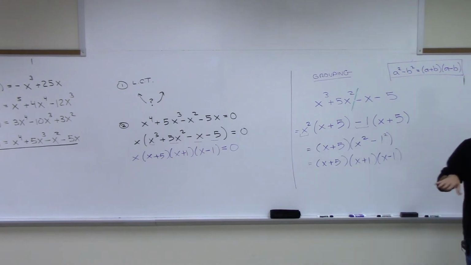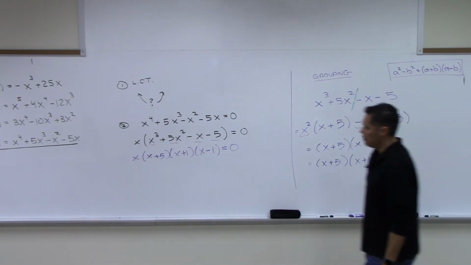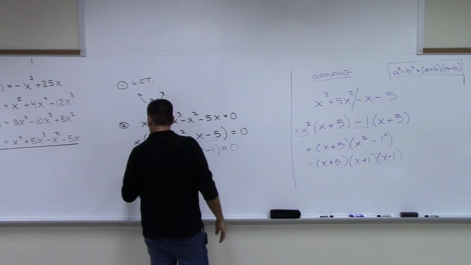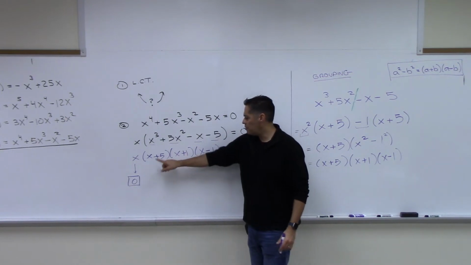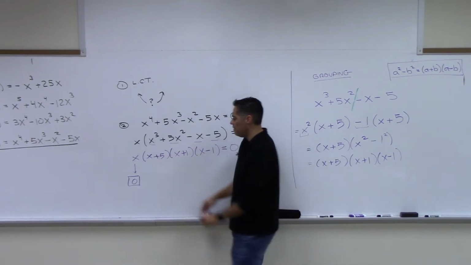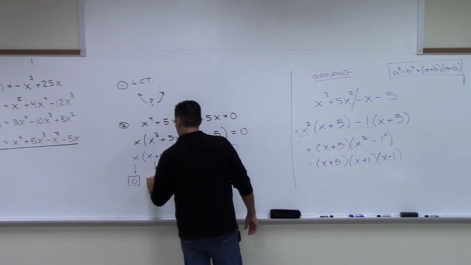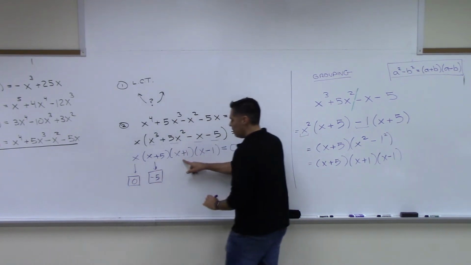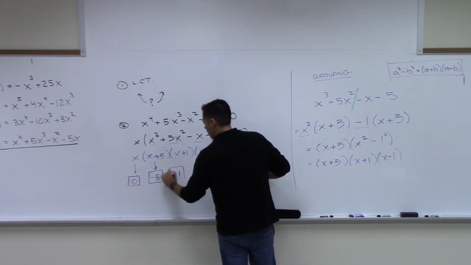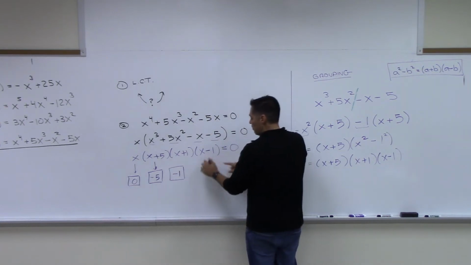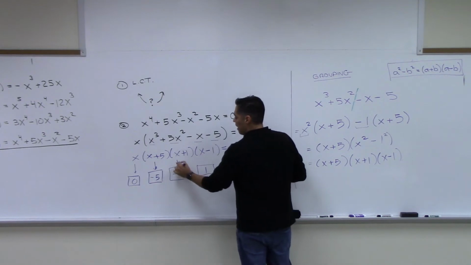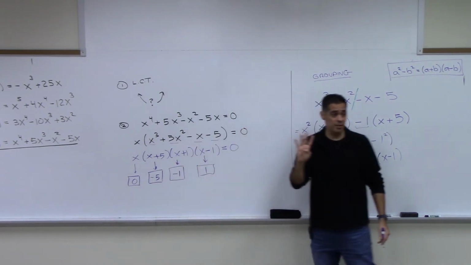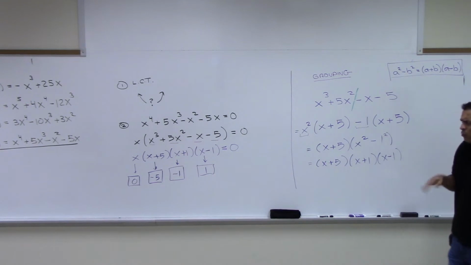I'm just going to set each of these factors equal to 0. So I set this equal to 0. Do I need to actually solve these, or can I just put what the answers are? Just put the answers? Okay, so when I set that equal to 0, I get negative 5. When I set that equal to 0, I get negative 1. When I set that equal to 0, I get positive 1. Okay, so those are my 4 x-intercepts. What's next?